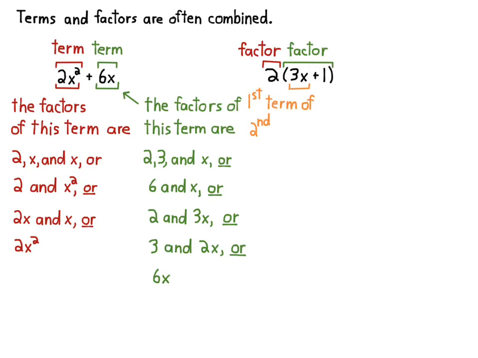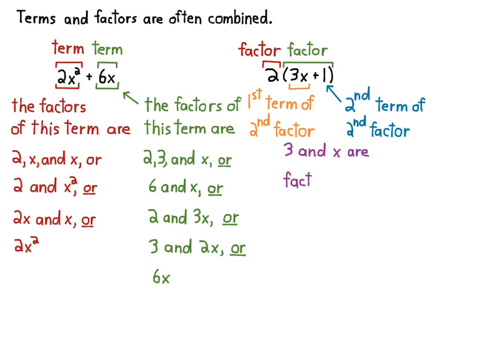Okay? First term of the second factor is 3x. Second term of the second factor of the whole thing is 1. 3 and x are factors of 3x, not of the whole expression, just of the 3x. Right?